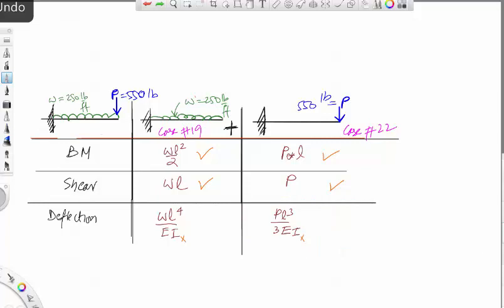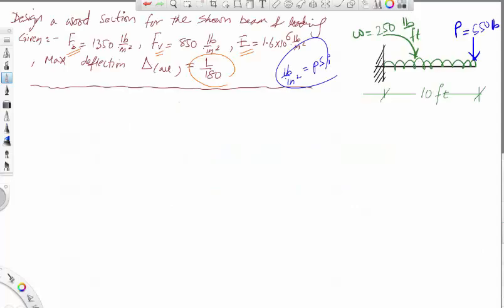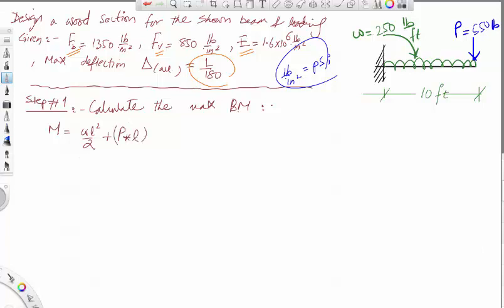Okay, so with this we will move on with the normal steps that we normally did, starting with step number one, which is to calculate the maximum bending moment. This bending moment M is composed of WL squared divided by 2 for the uniform distributed load cantilever, and for the point load cantilever it is equal to P multiplied by L. So there are two parts.